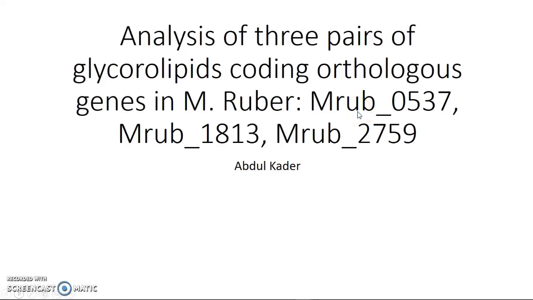Hello, my name is Abdul Kader, and today we're going to be discussing three pairs of orthologous genes in the organism Myothermus ruber. These orthologous genes code for glycerolipid metabolism proteins. The genes of interest are 0537, 1813, and 2759.